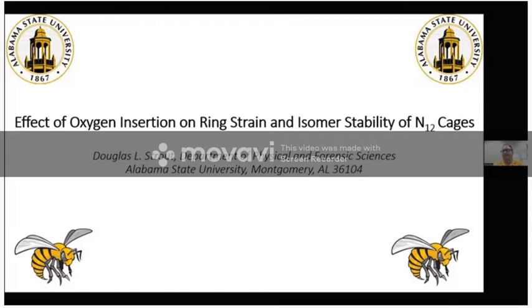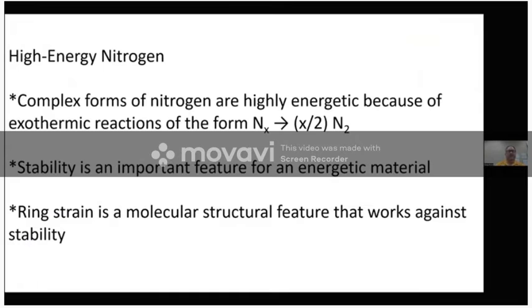Well, I'm Doug Strout of the Department of Physical and Forensic Sciences here at Alabama State University. I know that name change for our department is not official yet, but it's my title slide. We're going to be talking about cage molecules of nitrogen with 12 atoms. Let's get into it. High energy nitrogen is the motivation here.